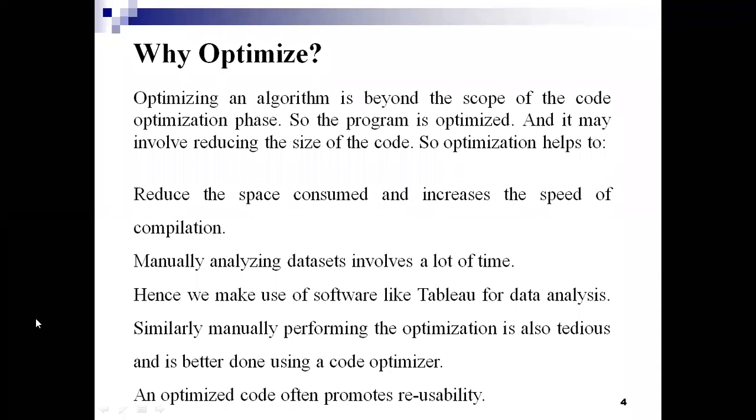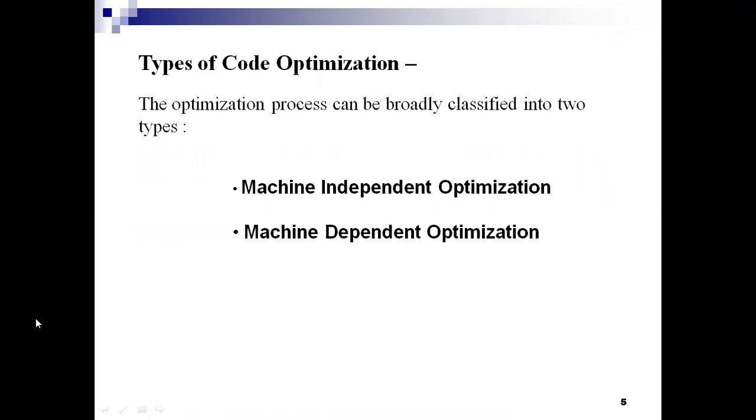That software we use for analyzing the data sets. And for performing the optimizations, we use the optimizer as a software tool. Code Optimizer is a software tool that we implement here. With that tool, we implement all these transformations and optimization techniques. And finally, how I can conclude why to optimize: optimized code often promotes reusability. Make a note of this, reusability.